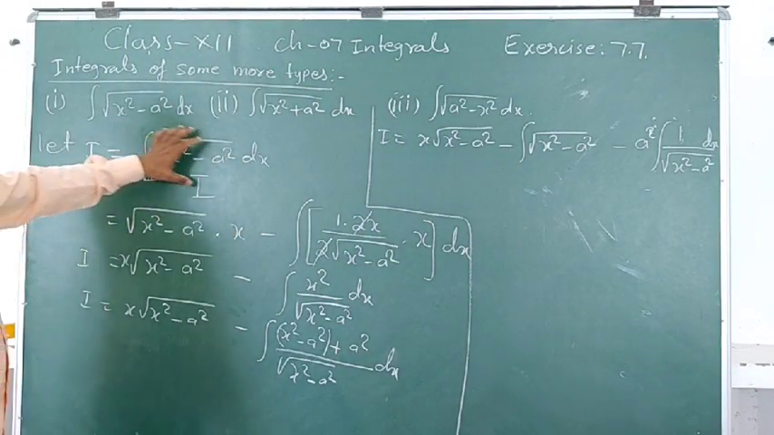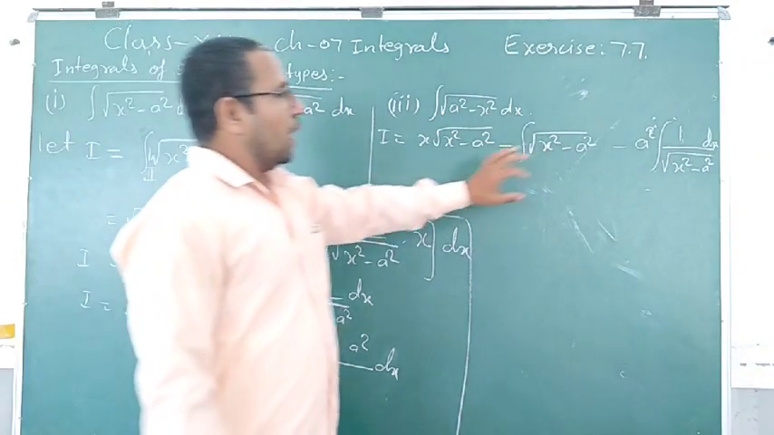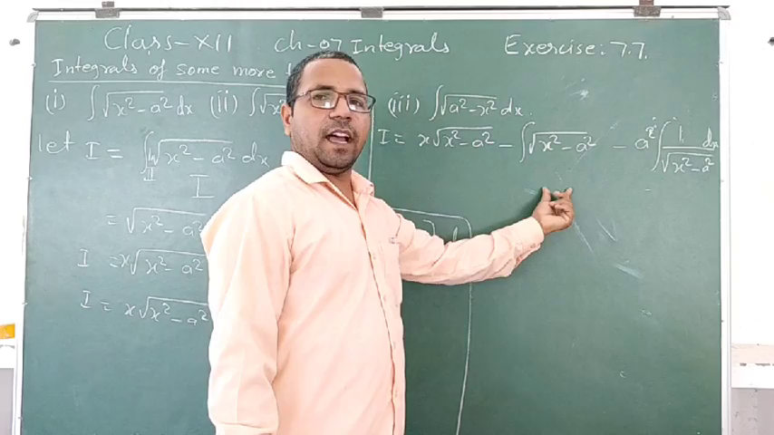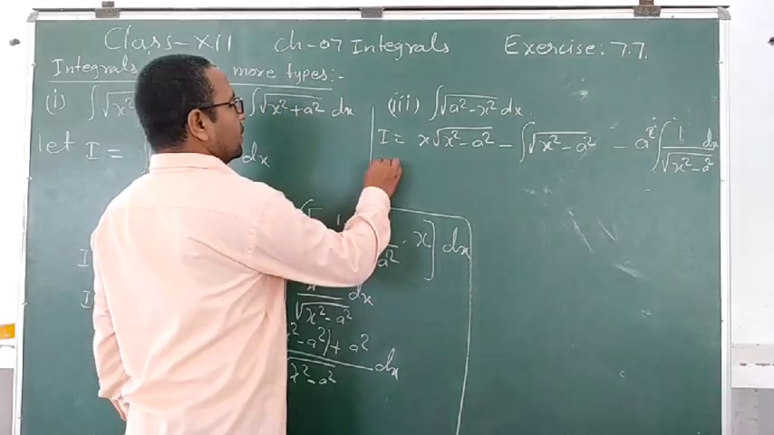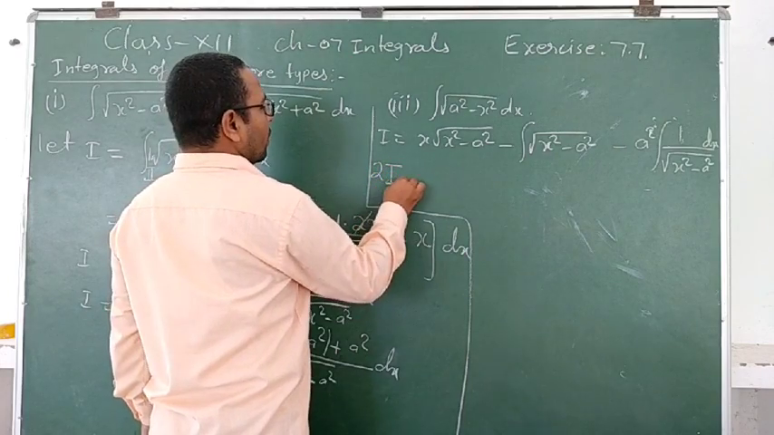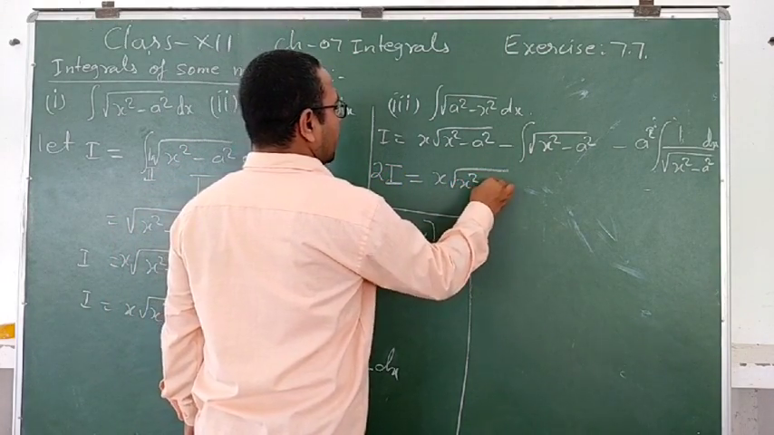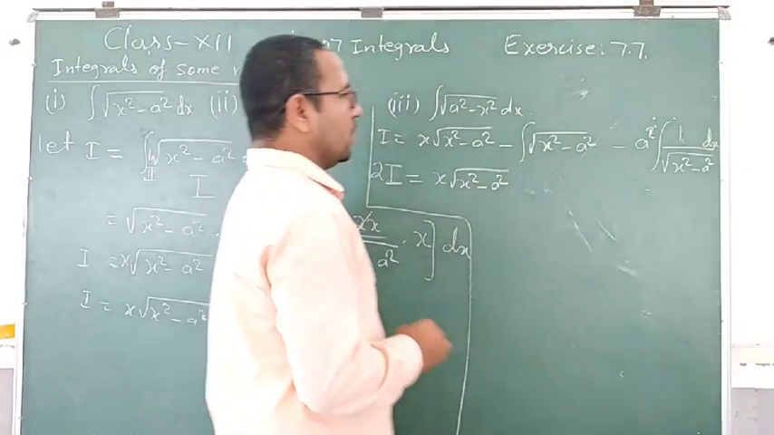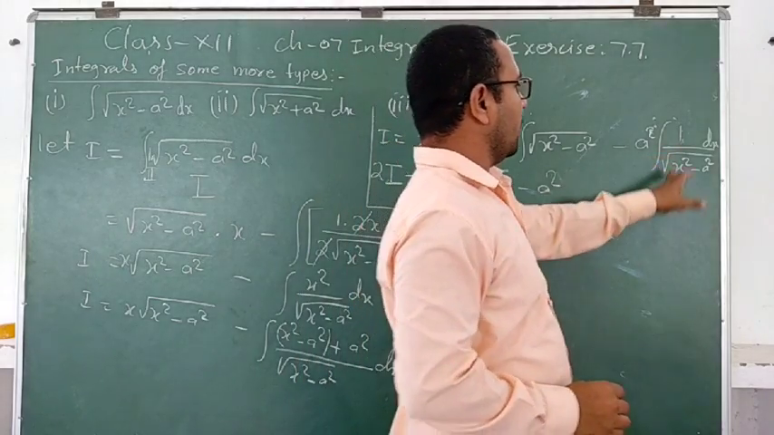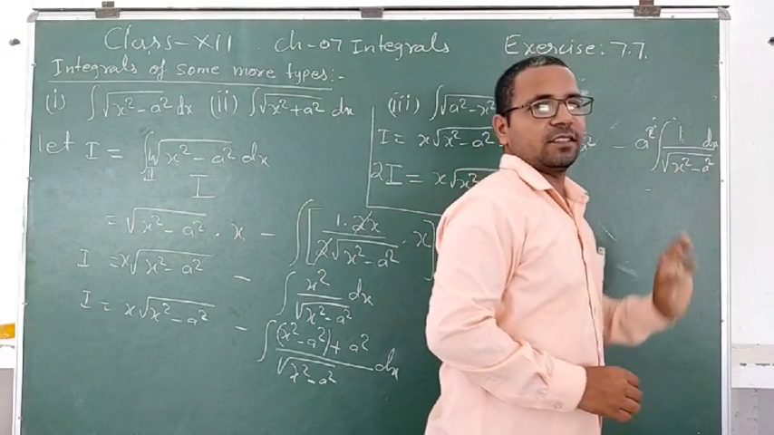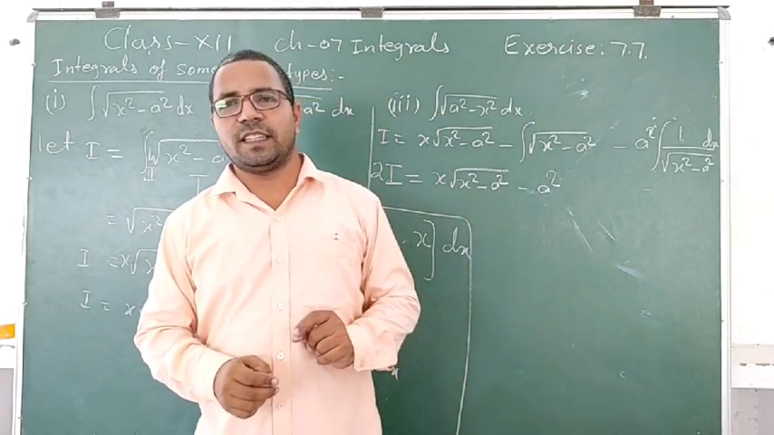So this value, this question total, we have included as I. So we can put it at this place, this I, and bring minus I on the LHS side. So I plus I will give you 2I is equal to x root x square minus a square. So now students, minus a square is remaining here. So the integral of 1 upon root x square minus a square, we have learned this formula before the exercise 7.6.